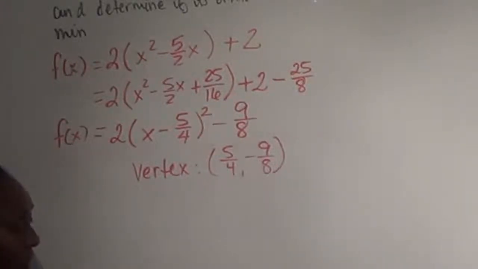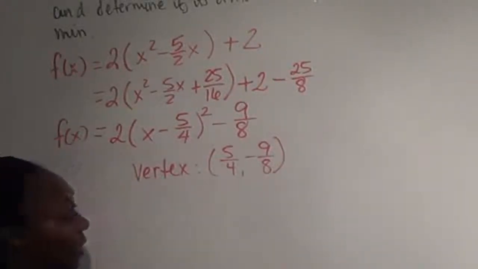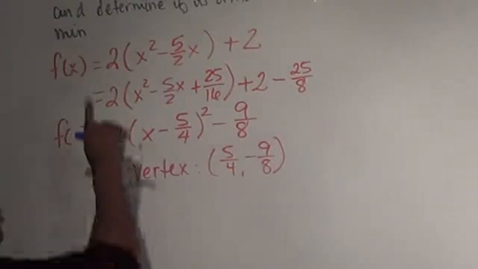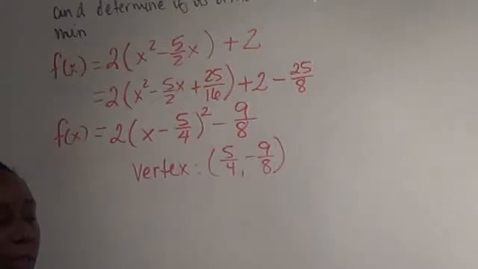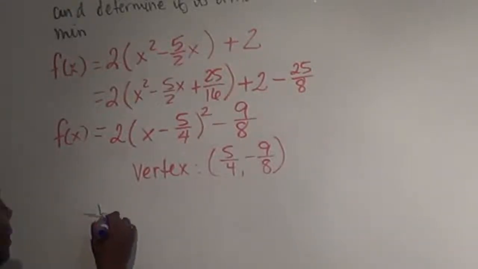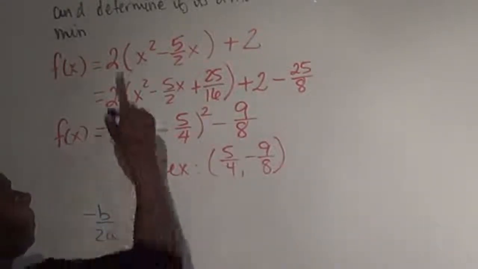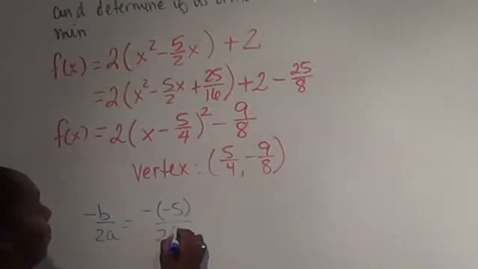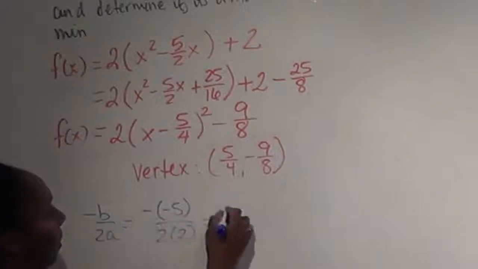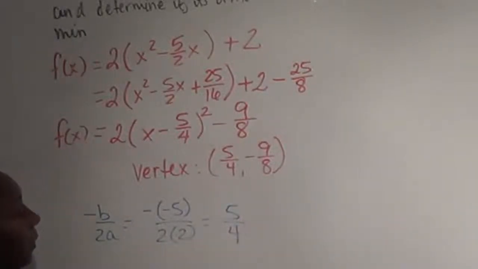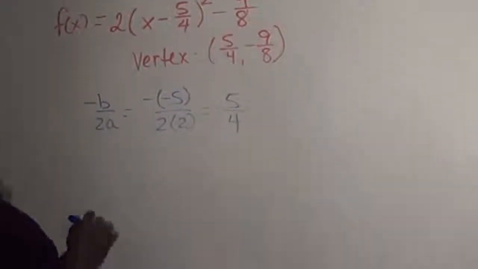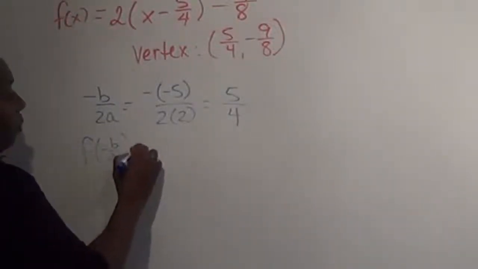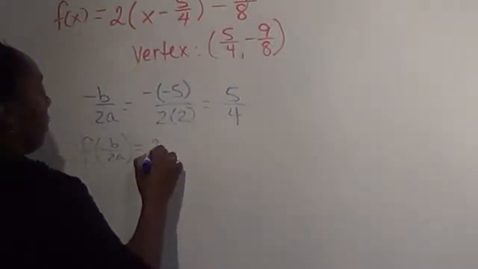Now, again, we want to do this two different ways. So one way we can check to make sure that we got the right vertex is to use the other method, which just goes back to our regular formula there. It says if I look at negative b over 2a, negative b is negative of negative 5, and 2a is 2 times 2. And so we can see here we're going to get 5 over 4, which matches. And then f of negative b over 2a says we're just going to plug 5 fourths into our function.